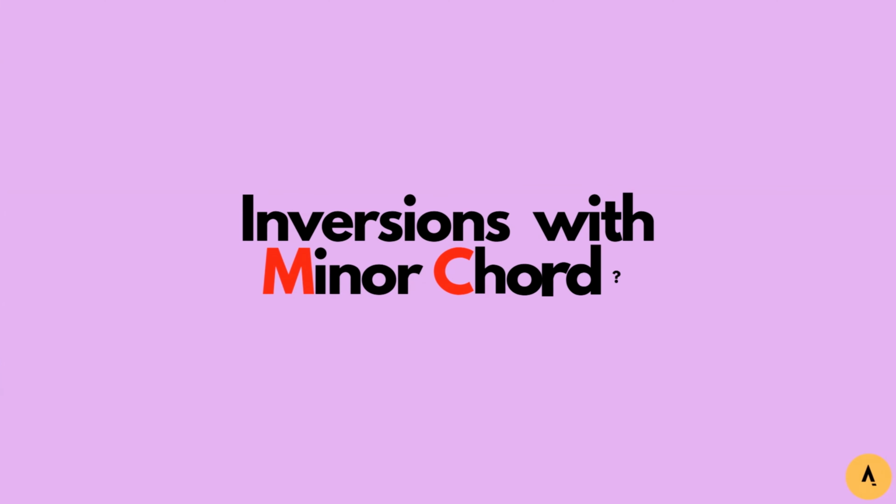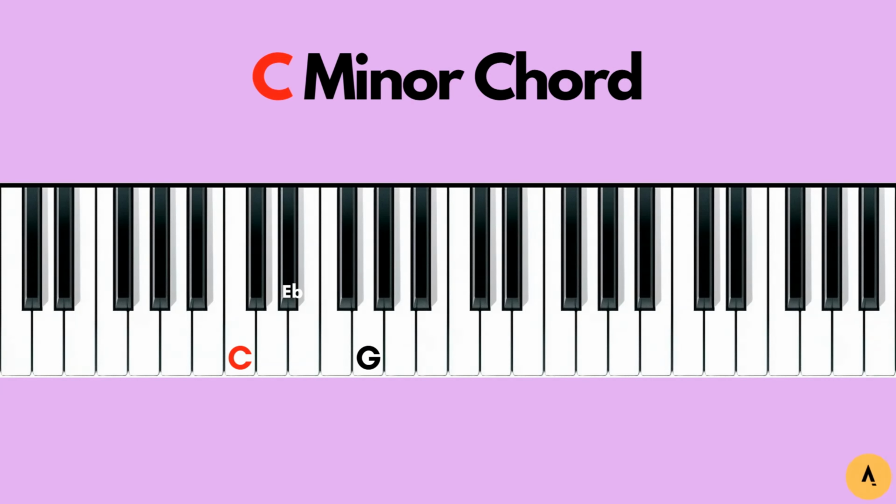Let's try inversions with minor chords. Minor chords work exactly the same way. The only difference is the chord uses a minor third. So regardless of any type of chords, we can make inversions with them. Later, we'll introduce different types of chords other than major and minor, so you can try them out with those later as well. Let's try one with C minor.